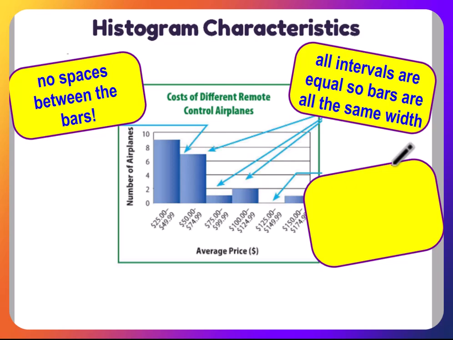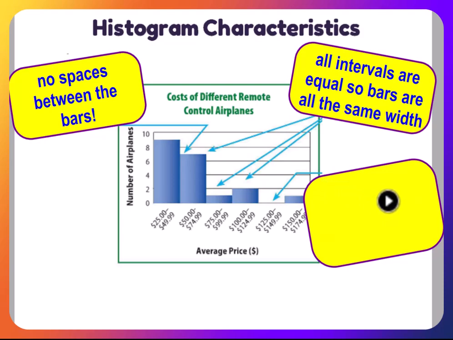All intervals are equal, so the bars are the same width. So we talked about how the intervals are equal amounts. Because they're equal, that means how wide the bars are is all going to be the same. So they're going to look the same. What's different is how tall the bars are. But the width is all the same. You're not going to have a skinny bar here and a wider bar over here. They're going to be the same width.